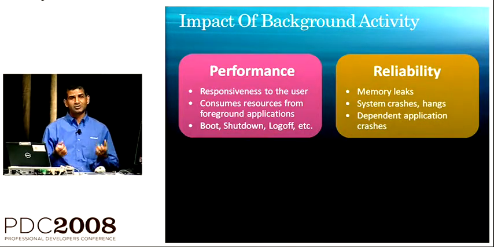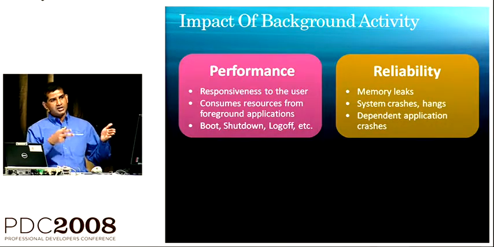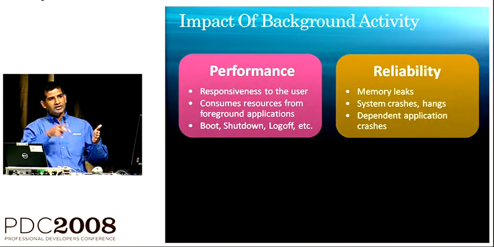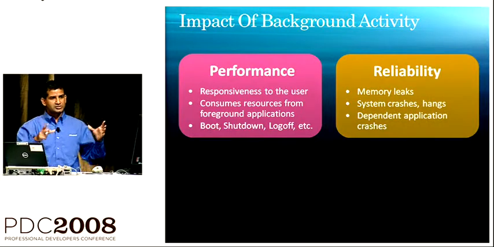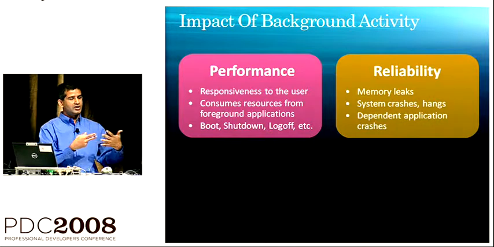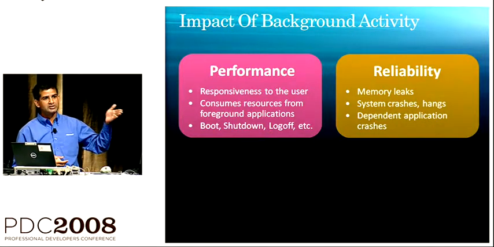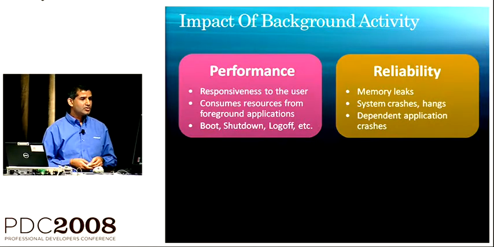So background processes should have high reliability around their own execution, as well as client applications that are dependent on these background processes to act as servers. Those client applications should have reliability in terms of their client API calls or other scenarios that they depend on.